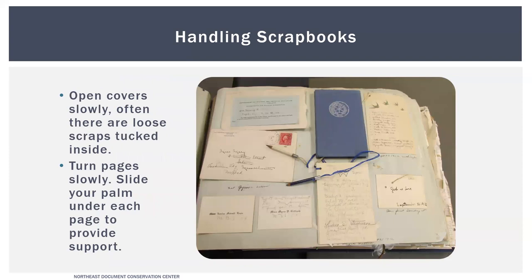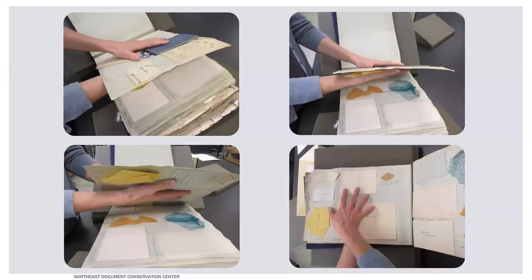And as I mentioned before, items that are heavier than the support page can cause damage, especially when turning the page. So it is important to turn the pages carefully, especially if you have something heavy attached to the page. You may not know what to expect when turning the page of a scrapbook. First, gently lift the page to test its weight.